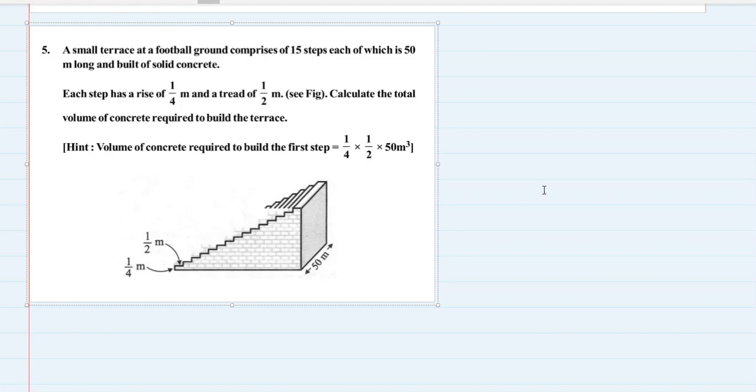Okay, so they have given the hint also. Volume of concrete required to build the first step is 1 by 4 multiplied by 1 by 2 into 50. Then the volume for the second step would be 1 by 4 into 2 because the height doubles, into 1 by 2 into 50. So you know what is happening? Each subsequent volume is getting doubled. Now see by how much, and there are a total of 15 steps. Correct? So I want you to solve this on your own. I'm not going to give you any help.